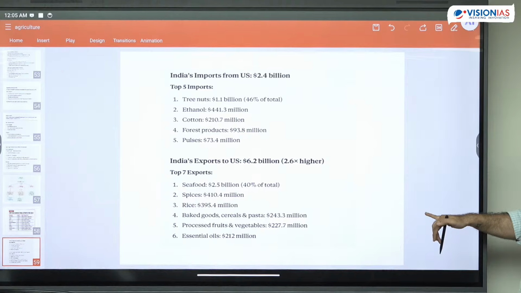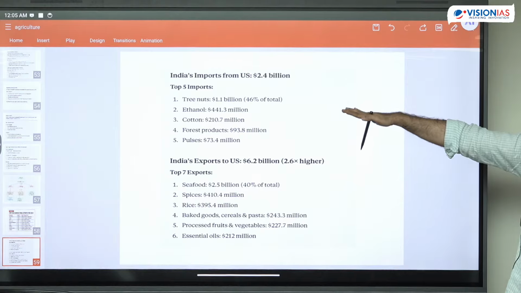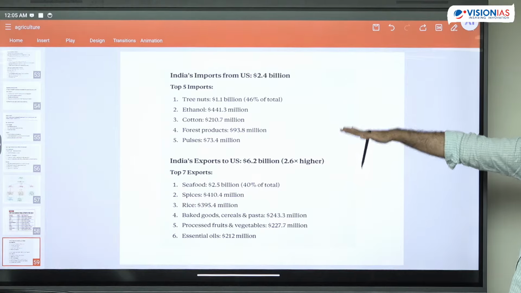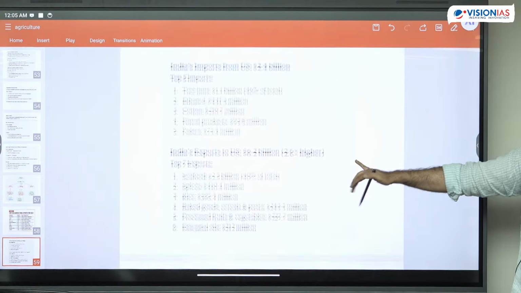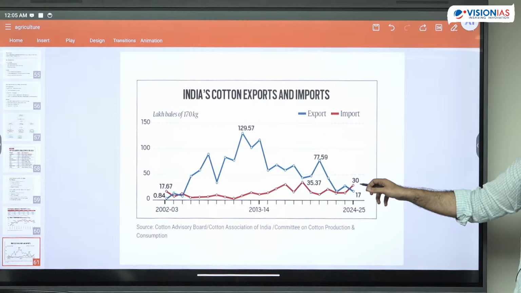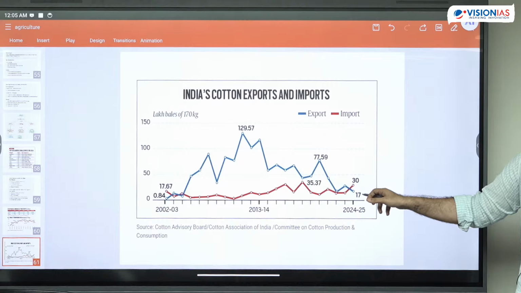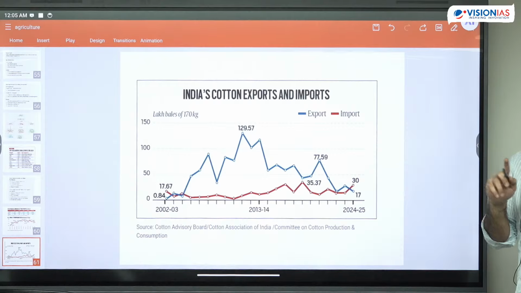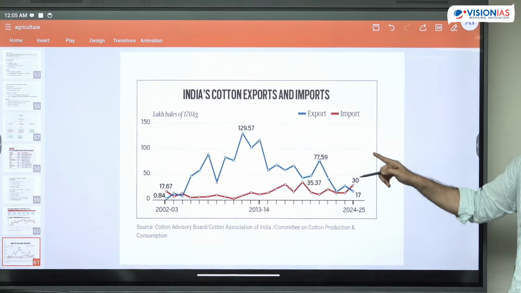US, 4 products I talked about. Top 5 imports from US: tree nuts, ethanol, cotton. Top exports, these products. And what is the problem with all three? The top problem I talked about is cotton. Our cotton import has increased, and export is decreasing because of the production problem. The pink bollworm infestation. The pink bollworm infestation is causing the problem.